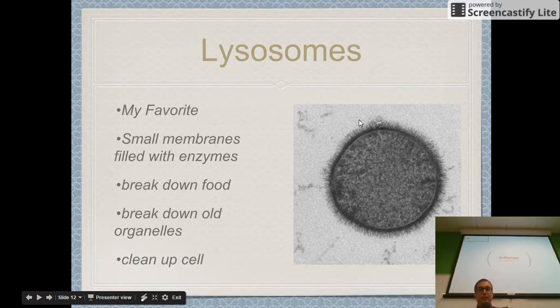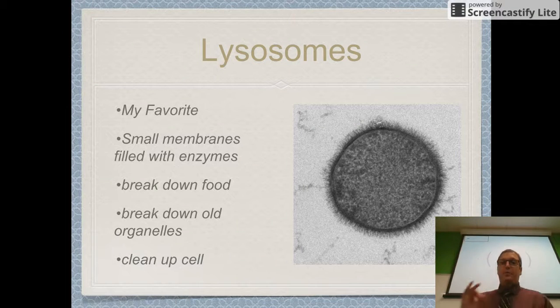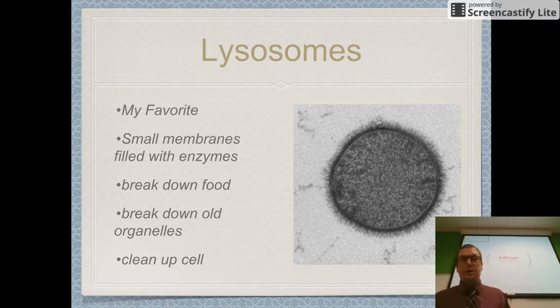Okay. Next one is my favorite, the lysosome. This is a small membrane sac filled with digestive enzymes. It breaks down food molecules, it breaks down old organelles, it helps to clean up the cell, and it's involved in a process called apoptosis, which is programmed cell death. So when your body is done with the cell, it doesn't need it anymore, the lysosomes basically eat the cell from the inside out.